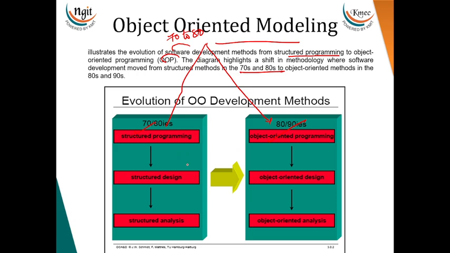And what is structured programming? Structured design versus the object-oriented design process. We have structured analysis, and we have object-oriented analysis. These were the differences. Object-oriented modeling started way back in the 90s. Before that, it was standard structured programming.